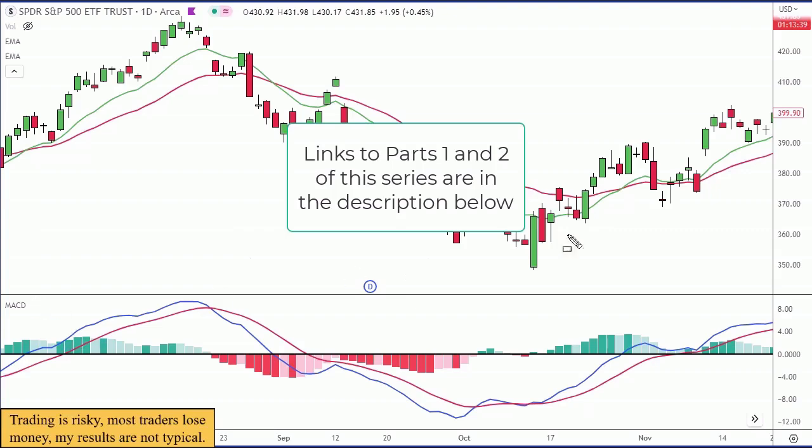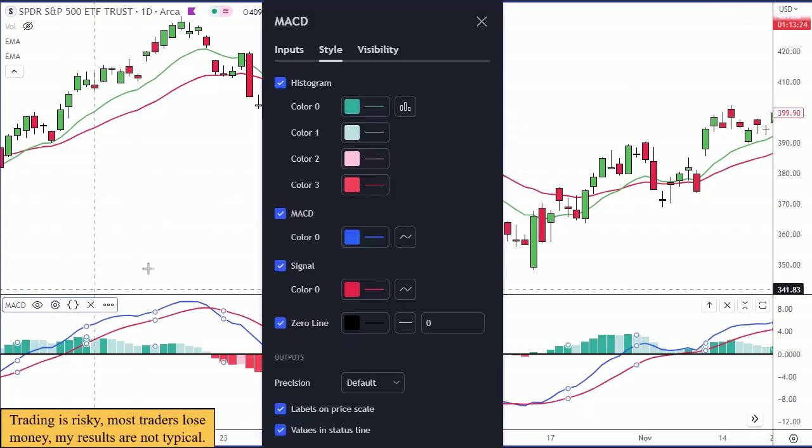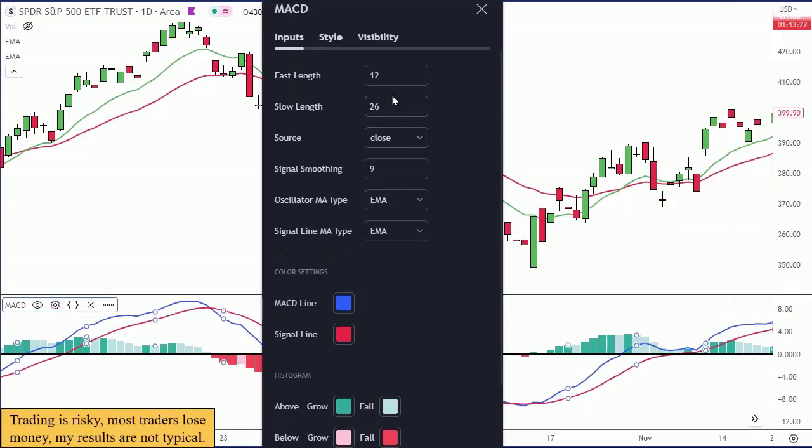So there are 3 parts to this indicator. We covered the first 2 in parts 1 and 2. MACD stands for Moving Average Convergence Divergence. And the 2 moving averages that are traditionally used, you can change these if you want to, but traditionally, it's the 12 and the 26 exponential moving averages. And that's the blue line. That's the MACD line. And then the red line here is what they call the signal or the smoothing, and that is a 9-period exponential moving average of the blue line. And again, the blue line is the difference between the 12 and the 26.